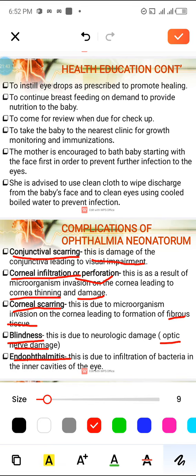So we've been discussing ophthalmia neonatorum or neonatal ophthalmia. Since we've talked about it, at least you have learned something.